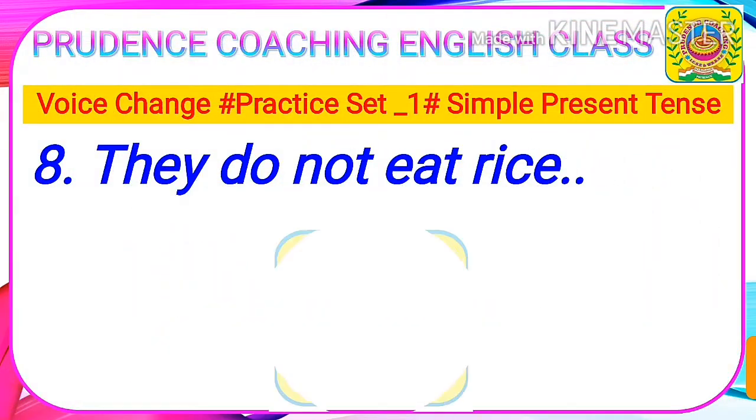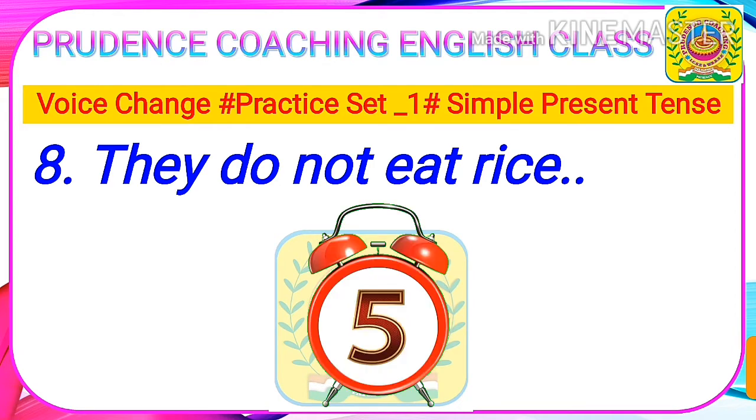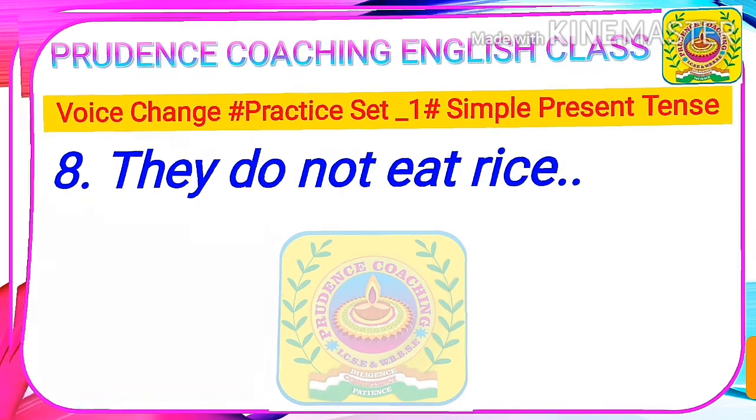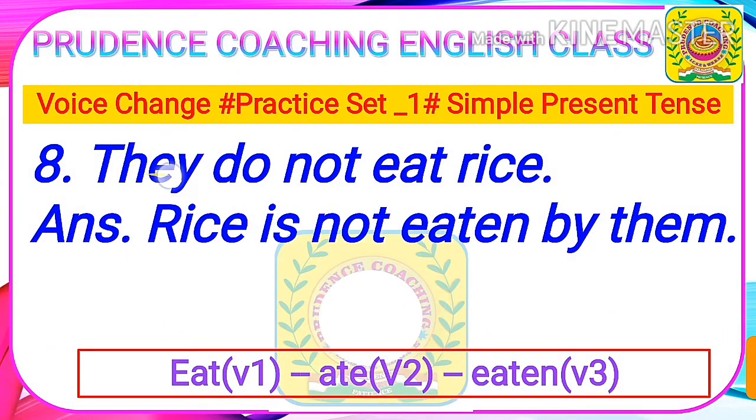Number 8 is they do not eat rice. Start. Let's check the solution. As you can see here, they is the subject, do not eat is the verb, and rice is the object, and we have a negative statement here because we have not.